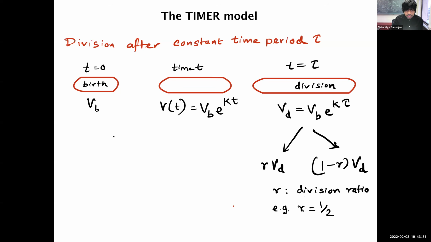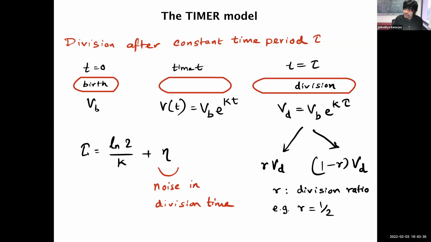So here's the important step in the model. Tau is the cell division time. And I'll add a small noise in the cell division time. The noise is actually motivated by experimental data where you see variability. So I'm adding a simple noise in the time period. The noise is Gaussian, so you draw it from a Gaussian distribution. It has zero mean and a finite variance.